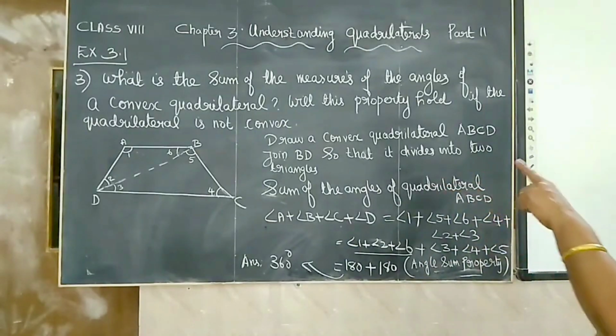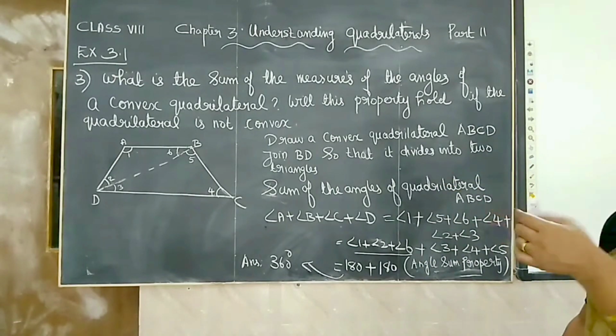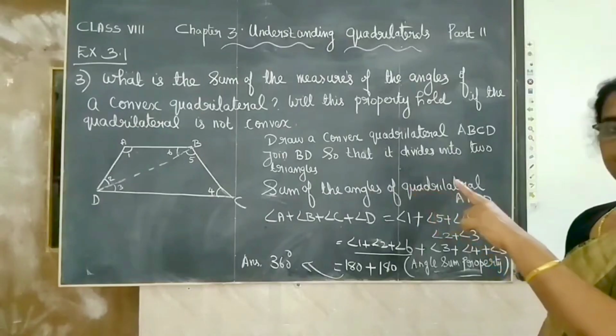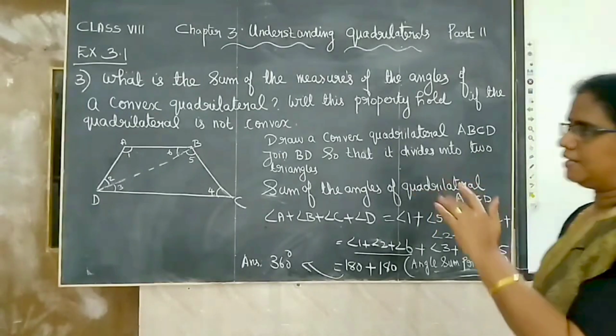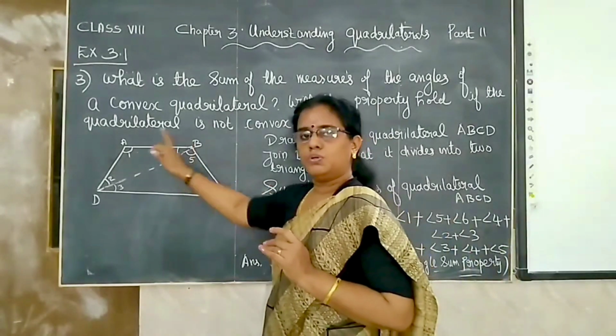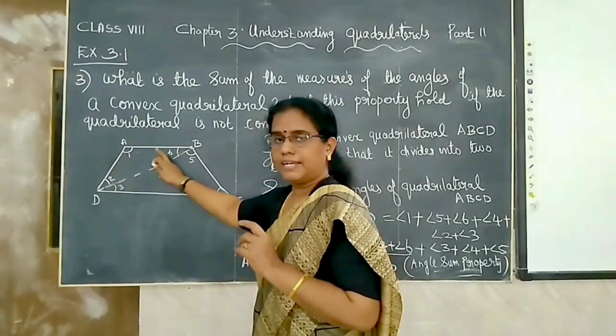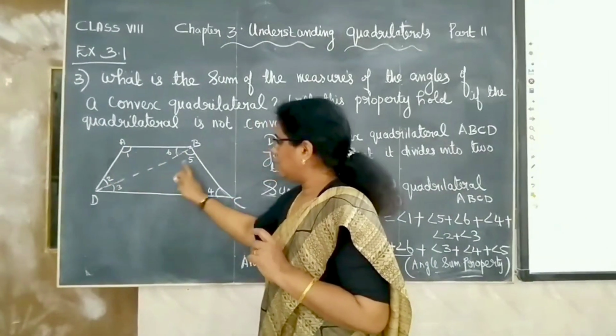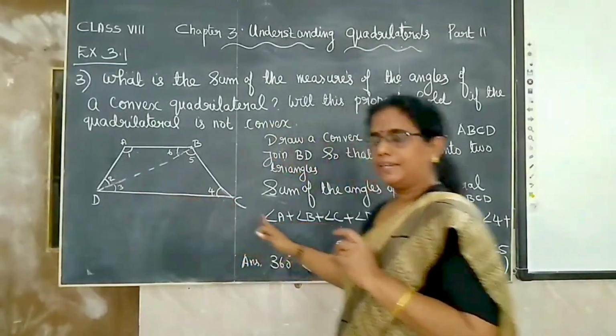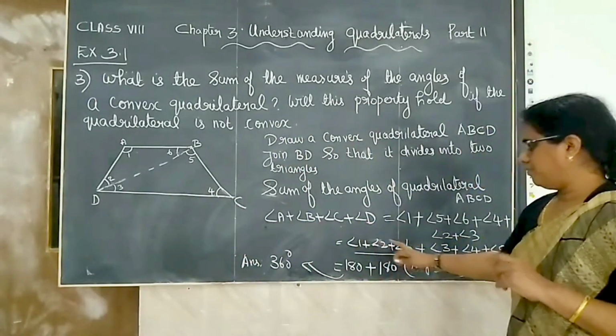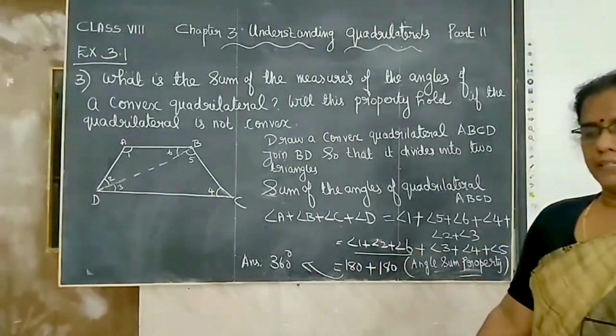First we have to draw any 4-sided quadrilateral and draw one diagonal. Then that quadrilateral is divided into 2 triangles. Here the sum of the three angles is 180, and here also the sum of the three angles is 180, and when we add these, the sum will be 360 degrees.